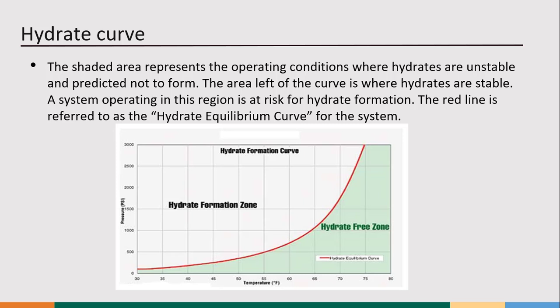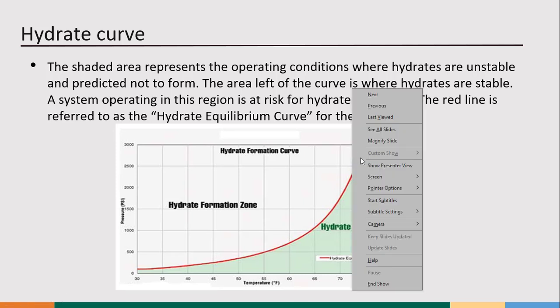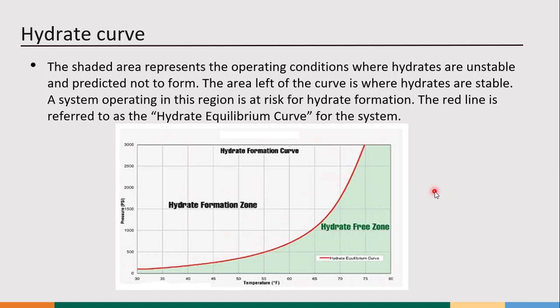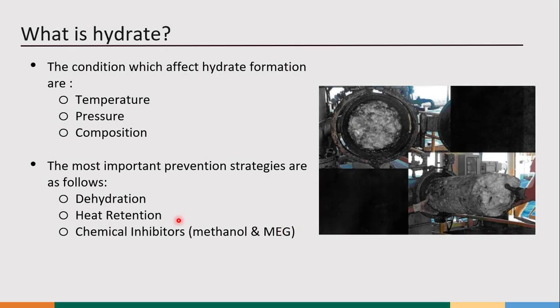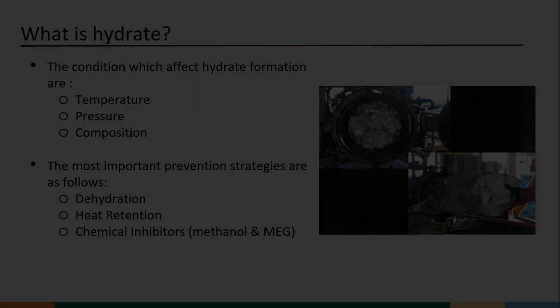You can see it here. If your 100 is your pressure, then you can have that 65. If it is less than 65, you are in the hydrate zone. So that's why what I talked about, that heat retention, that we can increase the temperature.